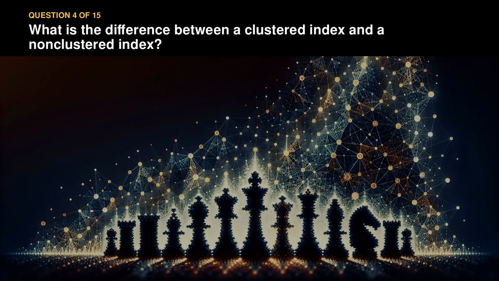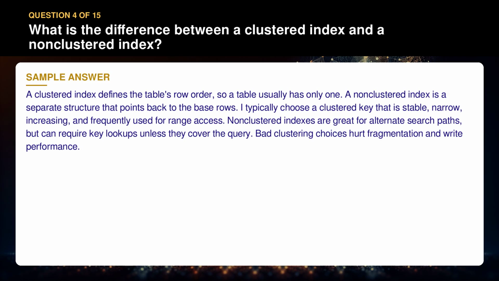Question 4. What is the difference between a clustered index and a non-clustered index? A clustered index defines the table's row order, so a table usually has only one. A non-clustered index is a separate structure that points back to the base rows. I typically choose a clustered key that is stable, narrow, increasing, and frequently used for range access. Non-clustered indexes are great for alternate search paths, but can require key lookups unless they cover the query. Bad clustering choices hurt fragmentation and write performance.